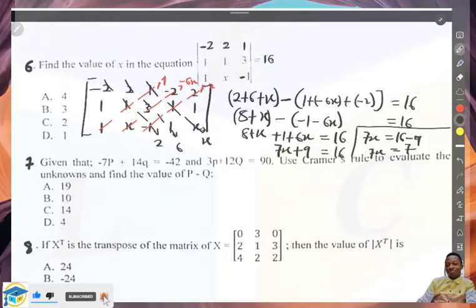And so therefore, 7x should be equal to what? 7. So when we divide both sides by 7, what are we getting? We have x to be equal to +1. So therefore, the value of x in this matrix should be 1. So let's take note of that.